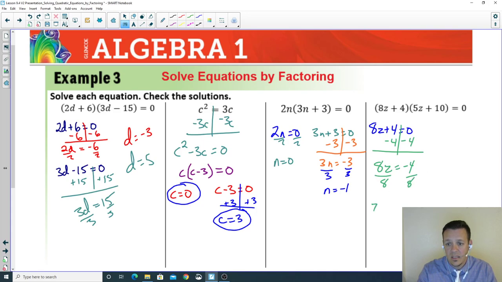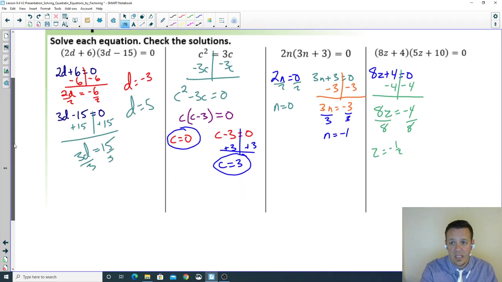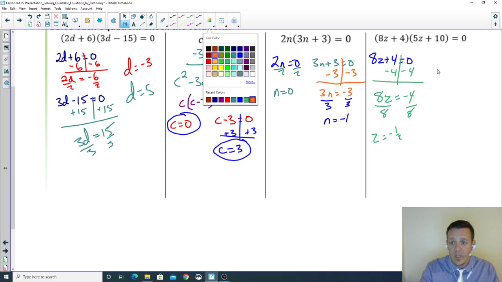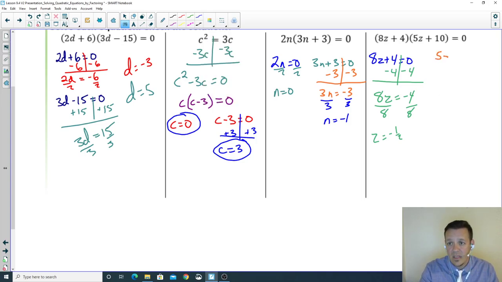And you would get z equals negative 1/2. Now hopefully my face isn't blocking that one. Alright, so now we're going to do the other one here. So you do 5z plus 10 equals 0.